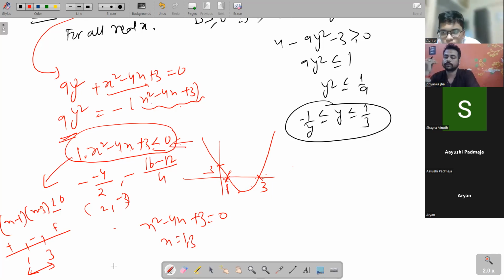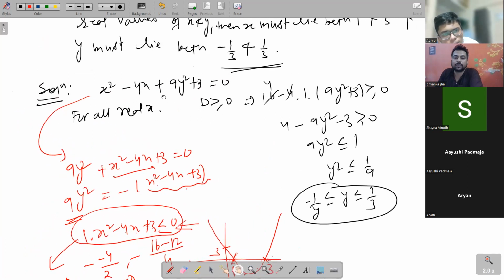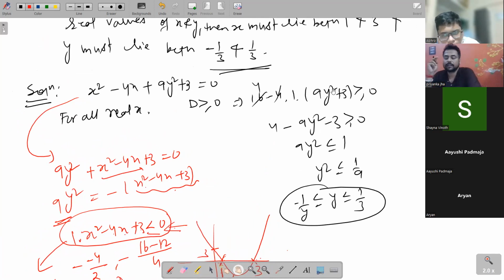Sir, can you explain the black part again? How did you get 16 minus 4? Where? Above, sir. Yeah, 16 minus. D, madam, D, the discriminant, that is b squared. B is minus 4, whole squared, that is 16, minus 4, A is 1, and C is the whole thing, this 9y squared plus 3. Oh. But, sir, you took 4 common. Cancel. This 4 is a positive number, and here is 0, so just divided by 4. Oh, okay.